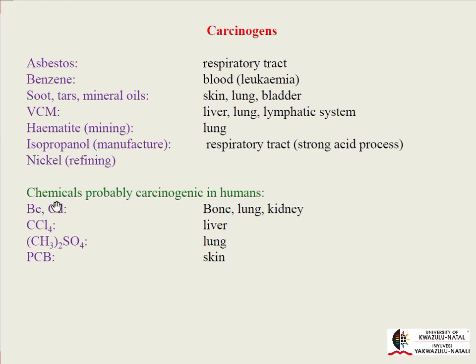Okay, there are certain chemicals that are probably carcinogenic. Okay, that includes your beryllium, cadmium, carbon tetrachloride. Now, the reason why it's saying probably carcinogenic is because it's not really a case of in these industries people are exposed to just beryllium or cadmium. They're exposed to various mixtures containing these compounds. Okay, so these are the likely suspects that are actually causing that carcinogenic effect.